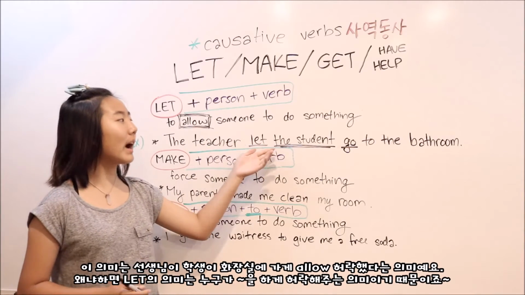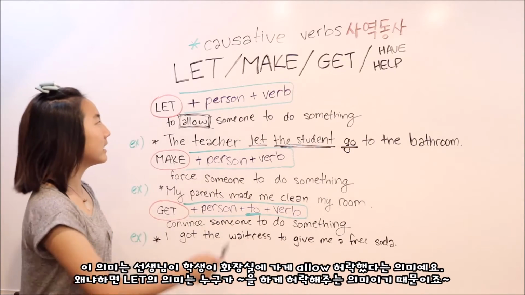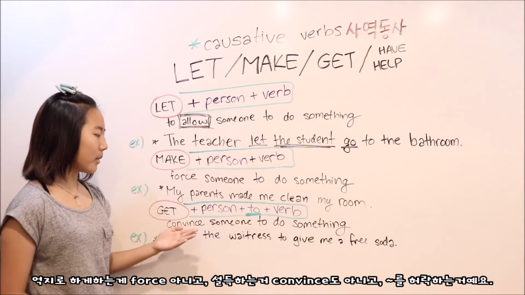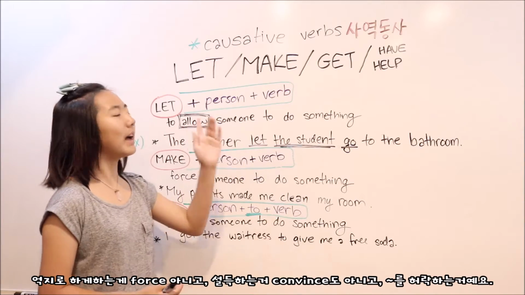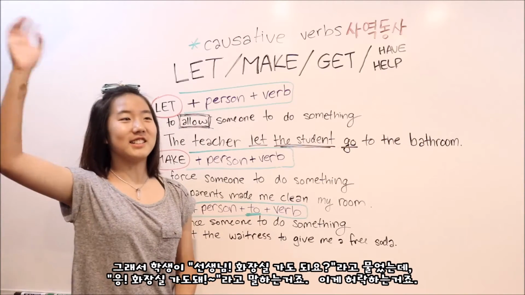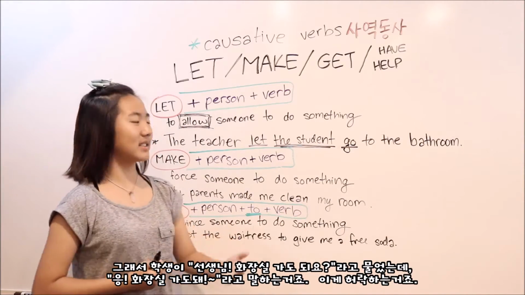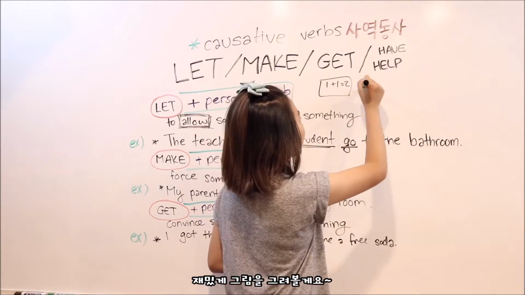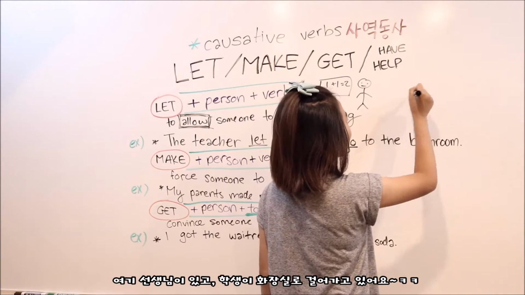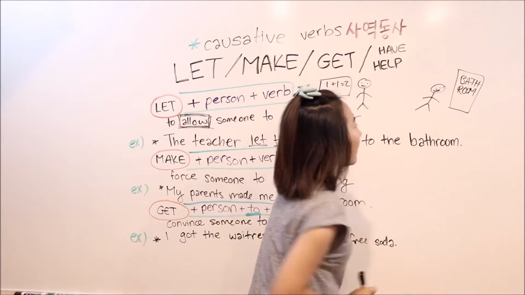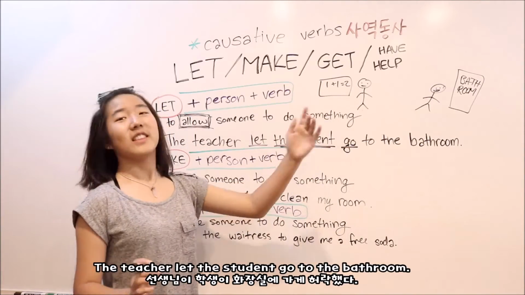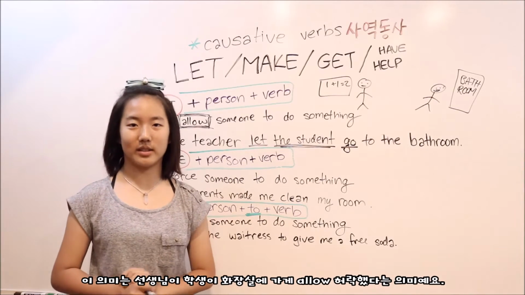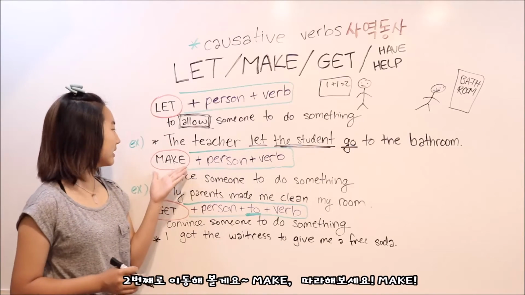This means the teacher allowed the student to go to the bathroom because let means you allow someone to do something. Not force them, not convince them, but they allowed them to go. So if the student was like, teacher, can I go to the bathroom? And they're like, yes, you can go to the bathroom. And that's allowing them. For fun, I'll draw a picture. Here's the teacher, and then here's the student walking off to the bathroom. Yay! So the teacher let the student go to the bathroom. And that also means this teacher allowed the student to go to the bathroom. Let's move on to the second one.